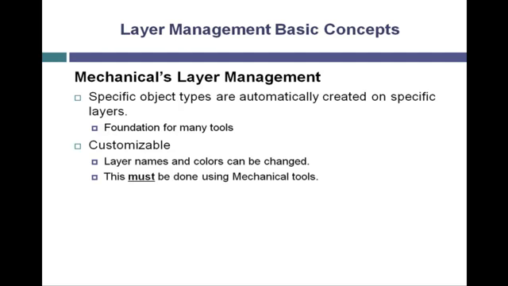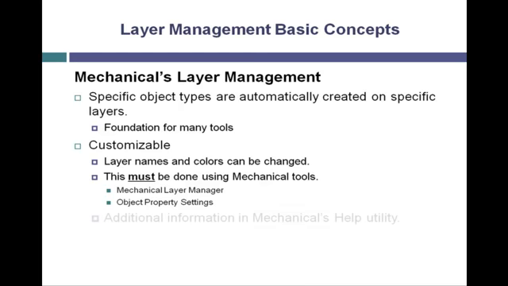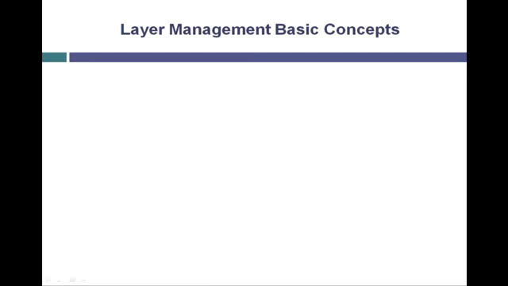But you must use the mechanical tools to do this. If you use traditional AutoCAD layer tools to make changes, Mechanical will ignore these changes. The tools for making these changes are Mechanical's Layer Manager and also the Object Properties Settings dialog box. There's additional information for setting up Mechanical's layers and object property settings in the Configuration and Setup Guide available in the Mechanical Help utility. Let's take a look at the default layer names and layer properties.